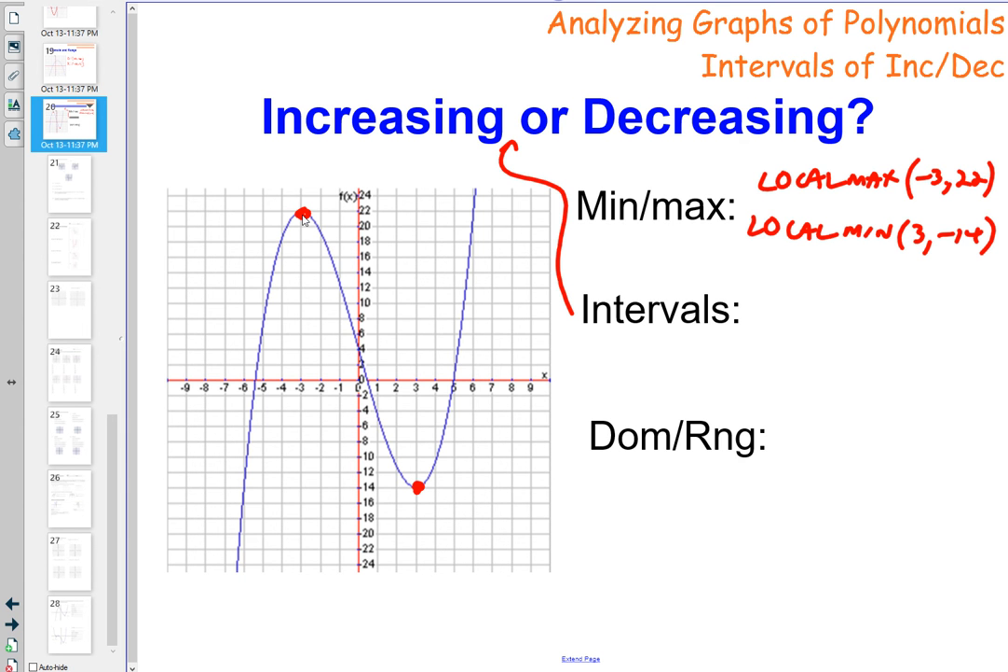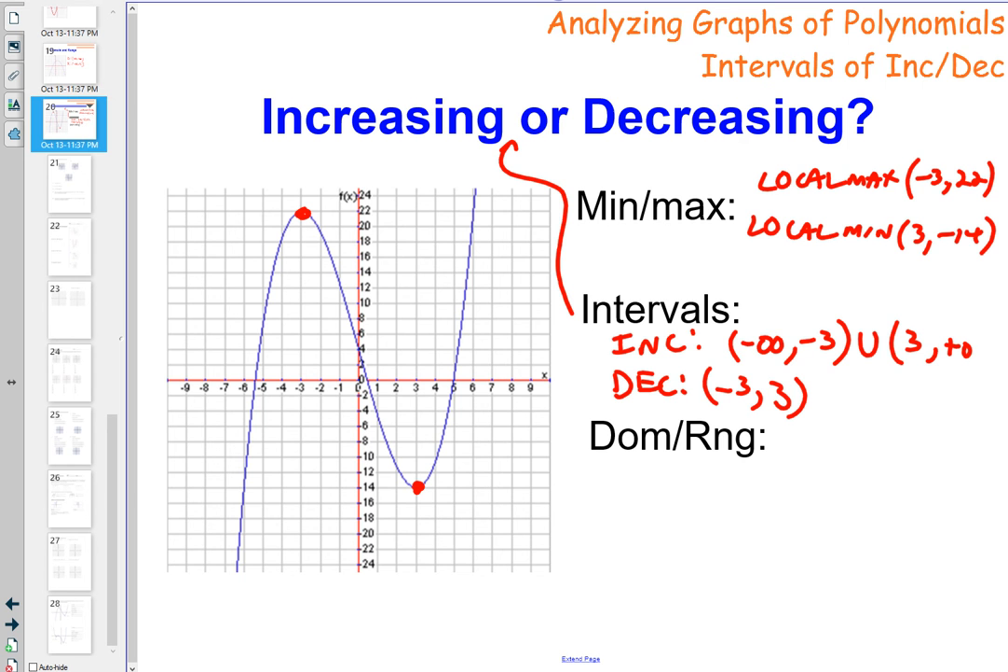If you go from left to right, does this start off increasing or decreasing? It does start off increasing. When did this graph start increasing? From negative infinity until when? Until what? Not until 22. We're talking about intervals, we're talking about the x. So until -3. Then we turned around and we started decreasing from -3 until positive 3. Then we turn around again and we increase from 3 until positive infinity.